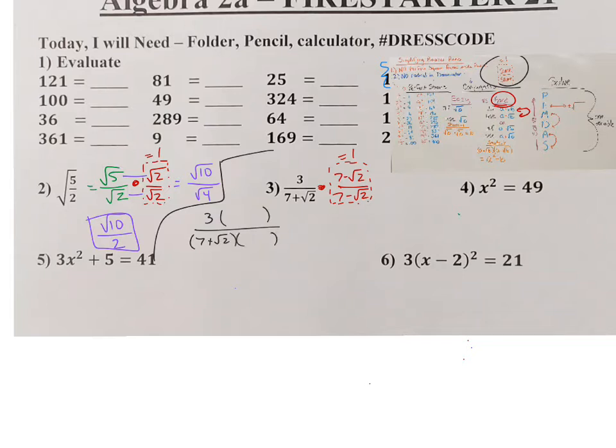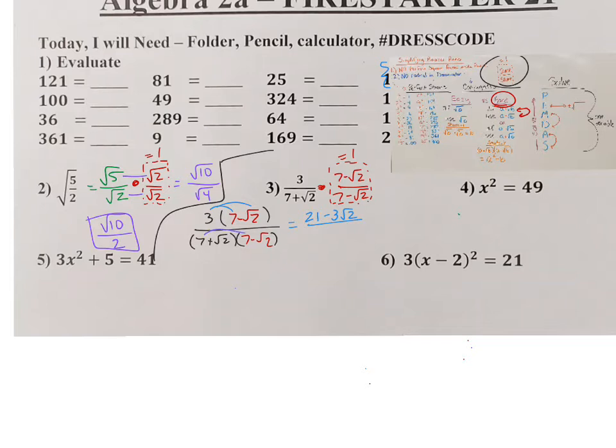So that's what happens in fractions when they get multiplied together. They just all go over one fraction bar. Now the top should look like something we've done before, distributive property. So I get 21 minus 3 radical 2. And the bottom is FOIL.